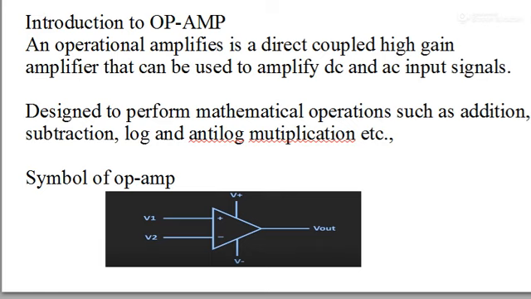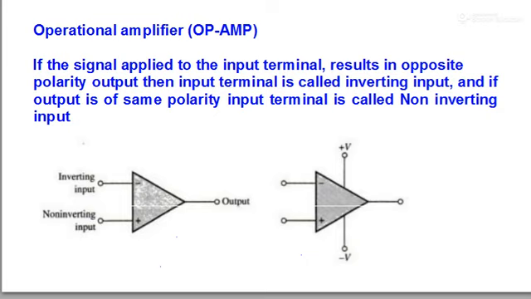The symbol of the operational amplifier has 2 inputs, 1 output and 2 supply voltages, V plus and V minus. The 2 inputs are the inverting input and the non-inverting input. If the input voltage is applied to the inverting terminal, the output of the amplifier is inverted, so it is named an inverting amplifier. If the input voltage is applied to the non-inverting input, the output has 0 degree phase shift with respect to the input, so it is named a non-inverting amplifier.